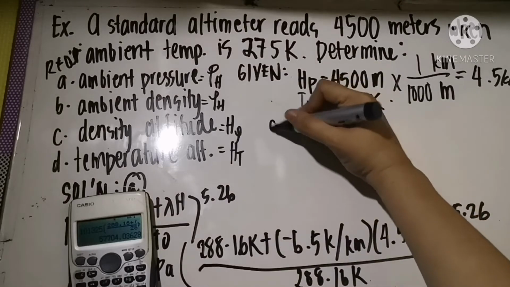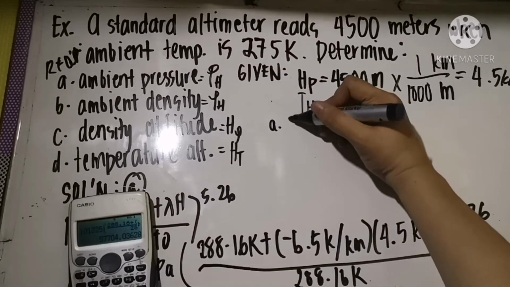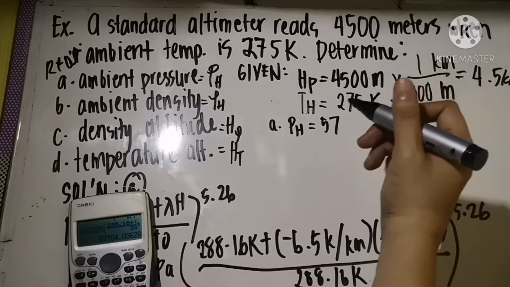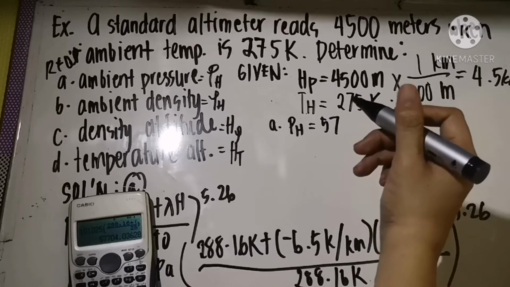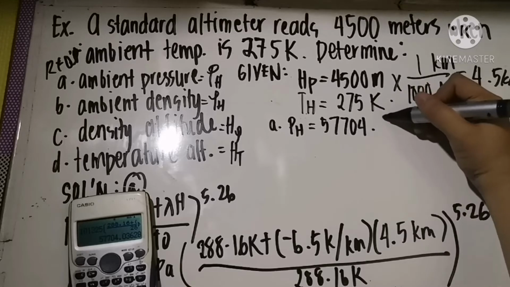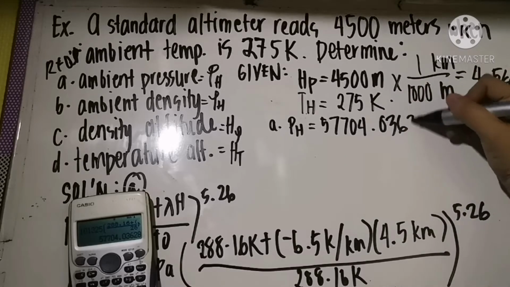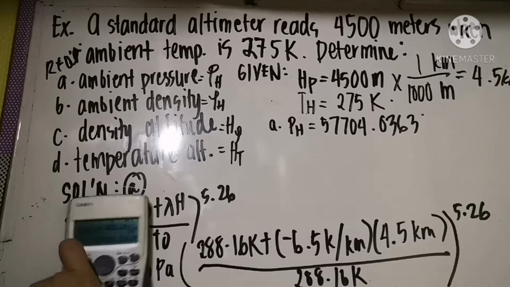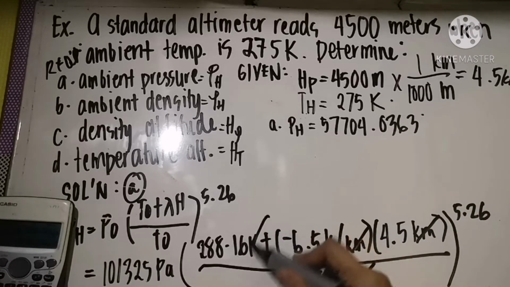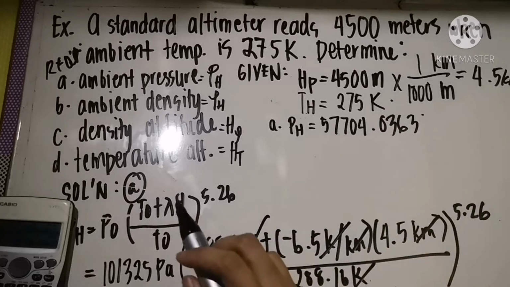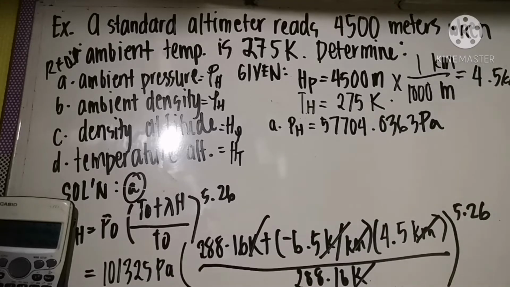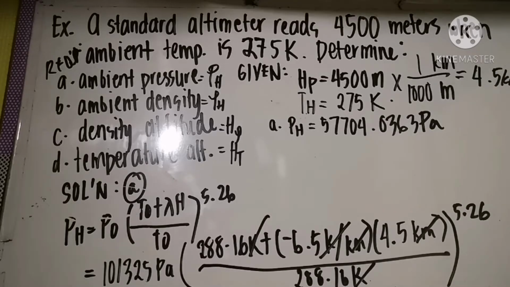So, nakuha na natin si ambient pressure, which is 57,704.0663. What will be our unit? Cancel si kilometer, magka-cancel si Kelvin dahil may Kelvin on both terms. So, ang tira ay Pascal. So, we have na the solution for ambient pressure.